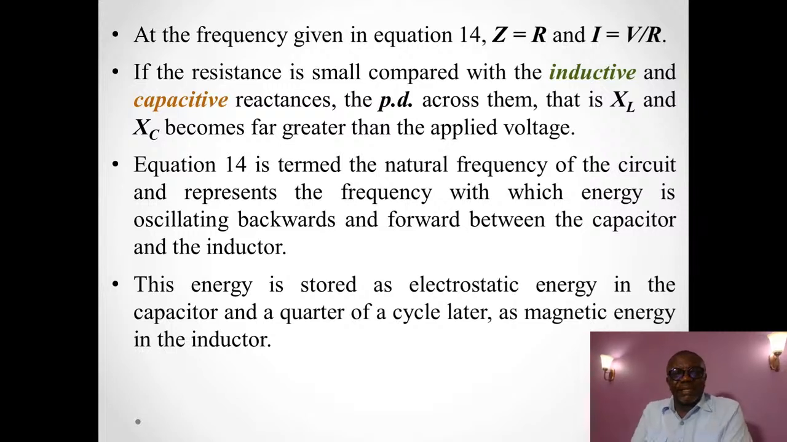So if the resistance is small compared to the inductive and the capacitive reactances, then the potential difference across them, that is, the potential difference across XL and XC, becomes far greater than the applied voltage. You can see it's possible to multiply the voltage because at this condition, the potential difference across the inductor and the capacitor becomes far greater than what you are applying.